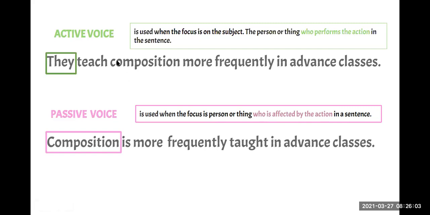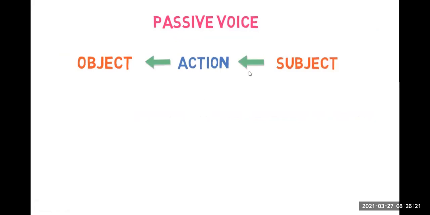We're going to make a review of the passive voice. I want you to pay attention. When we have a passive voice, everything is focused on the object. So the action is focused on the object, and the subject is at the end of the sentence. Okay, so this is the order of the passive voice.